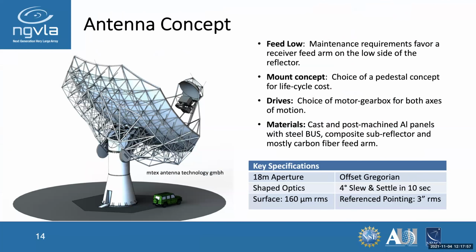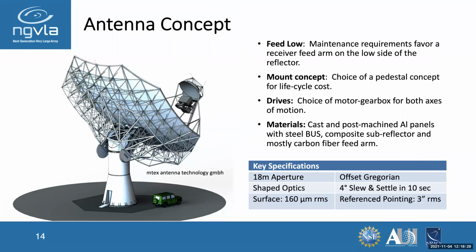The antenna concept. As you may or may not be aware, we do have funding right now to construct a prototype antenna, and that has just kicked off. MTech is the antenna design company located in Germany who will be doing this. So right now for the antenna concept, we went with feed low. Maintenance requirements favor the receiver feed arm on the low side of the reflector. So you can just stow the antenna, and a couple people in a pickup truck can go work on the receiver cabin.